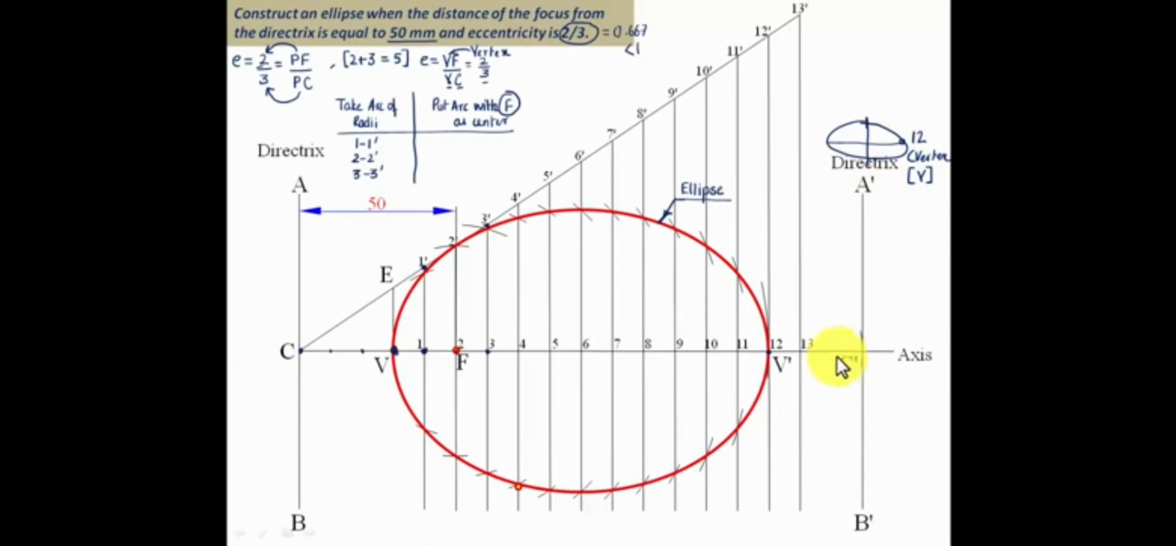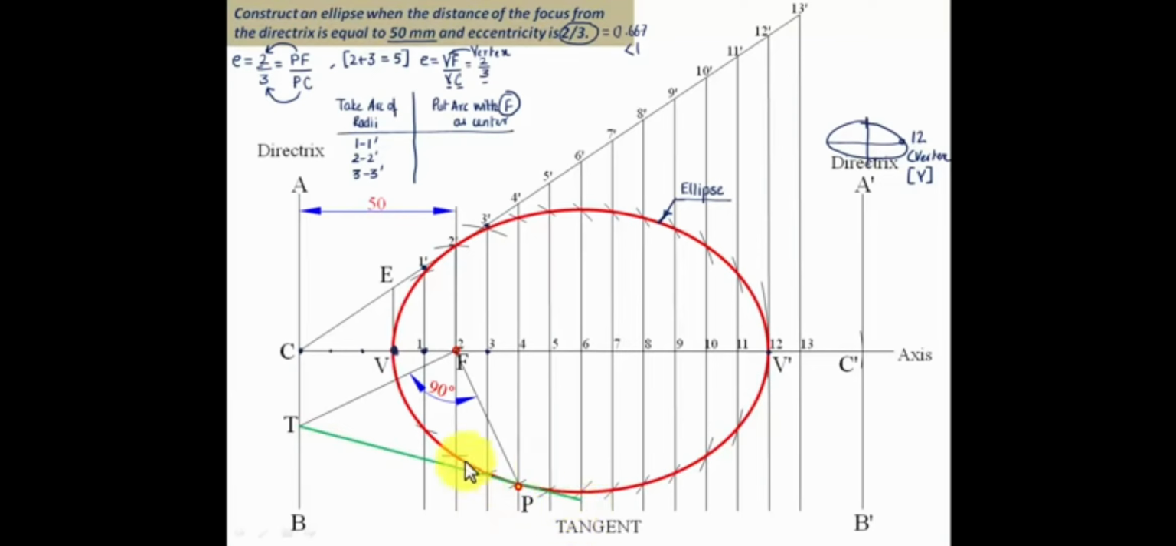Now we need to draw the tangent and normal. We can take any point of the curve. I am taking the 4th down point. From that point P, I am drawing a line towards F. From that straight line, I take 90 degrees at F and draw a line towards the right-hand side directrix. That will cut the AB line. I name that point T.